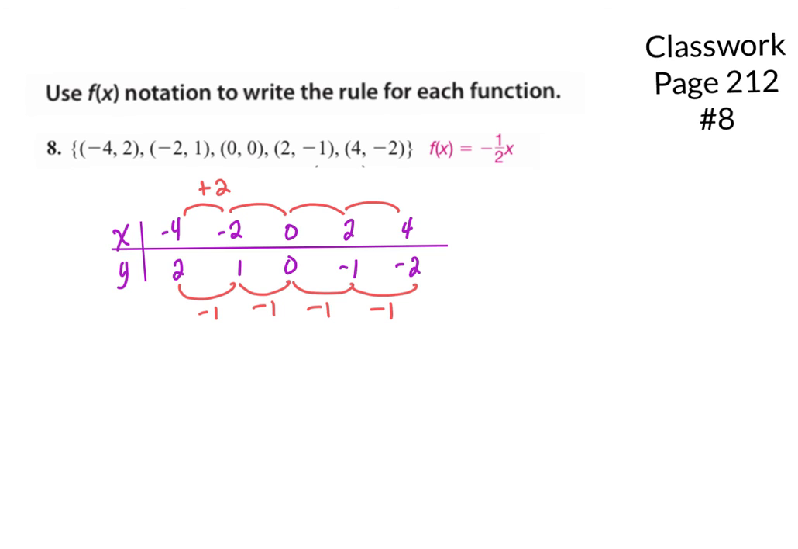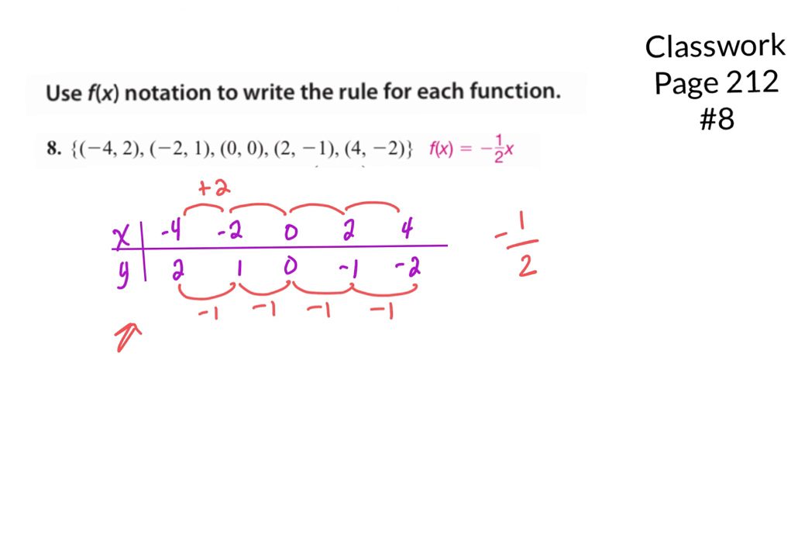So -1/2 times x. How do I go from x to y? Well, to go from x to y, I have to divide by 2, which is 1/2. But it's also changing signs. So when you look at this pattern right here, the first thing you want to do is put how your y is changing over how your x is changing and see if that works. If it doesn't, then see if that line helps you. So -4 times -1/2 is +2. Correct.